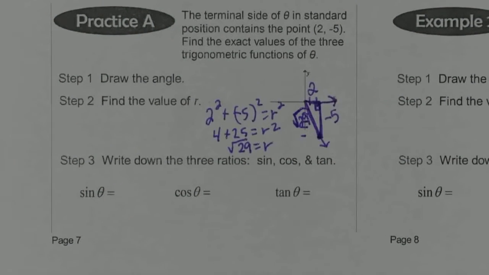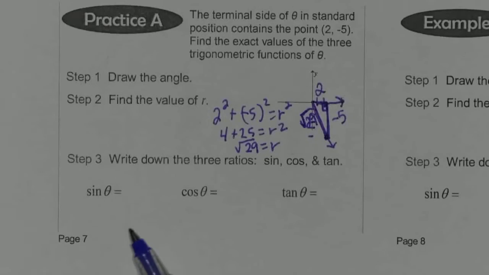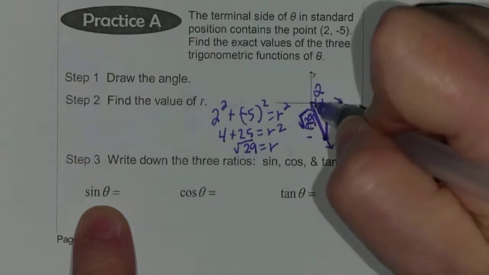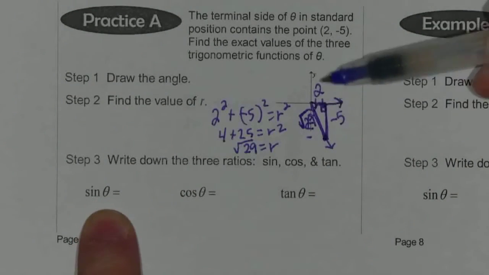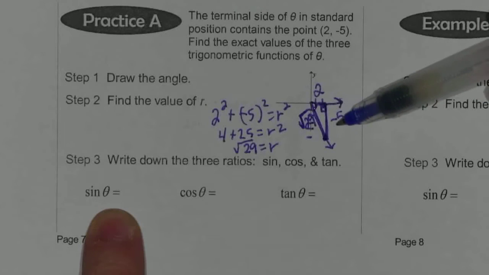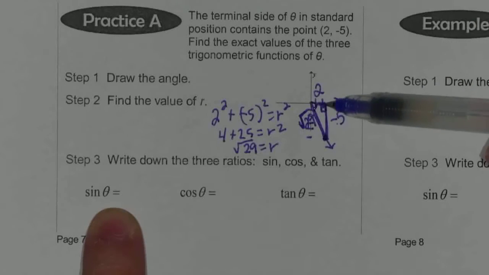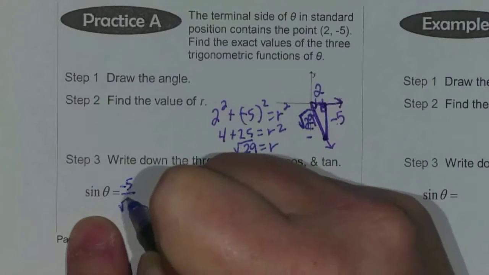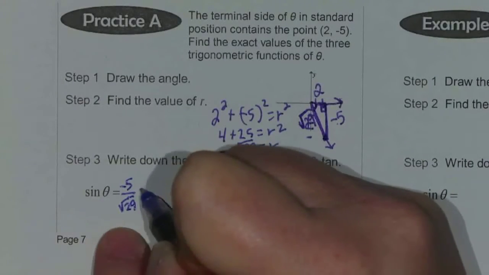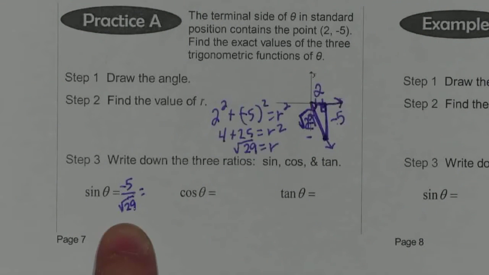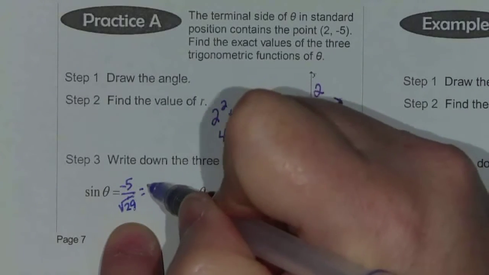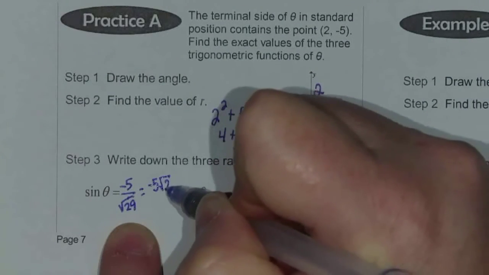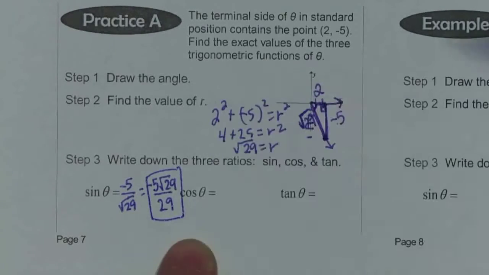And then from there, I can just find my trig functions. So from my angle that I drew, the sine is the opposite over the hypotenuse, which is my y value over my r value. So it would be negative 5 over the square root of 29. You can punch that in your calculator, or this one's easy enough to do in your head, right? What's this one going to be? Yeah, over 29. So here's my sine value.